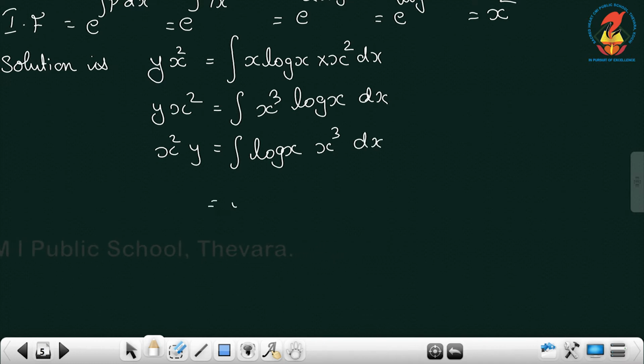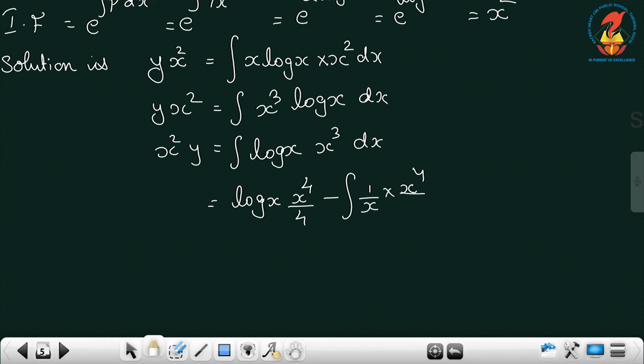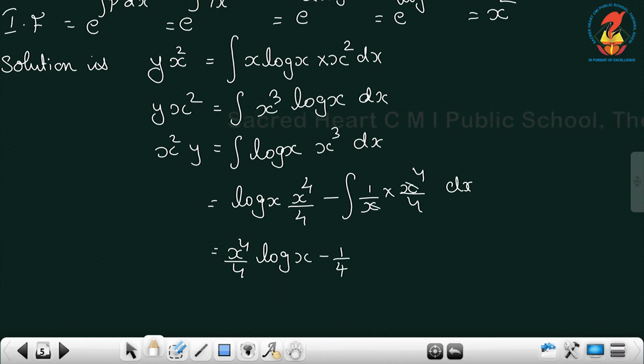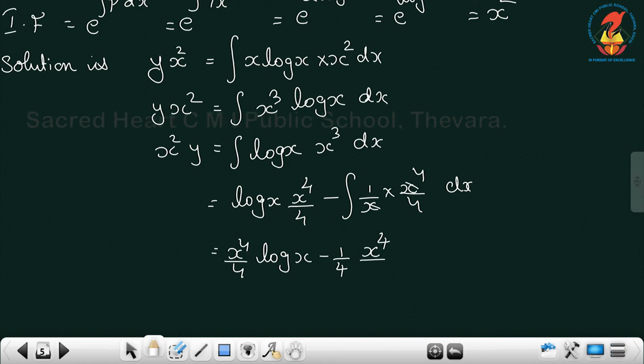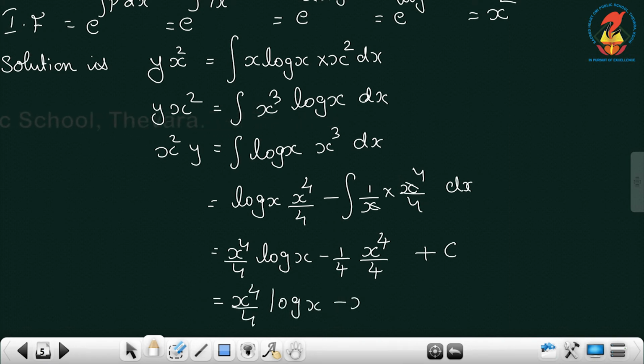Okay, now we can do integration. First function into integral of second, minus integral of derivative of first, that is 1 by x into x raised to 4 by 4 dx. So x raised to 4 by 4 into log x minus, 1 by x you can cancel, 1 by 4 taking out. So now it is x raised to 3 only. What is the integral of x raised to 3? x raised to 4 by 4, then plus c. So x raised to 4 by 4 log x minus x raised to 4 by 16 plus c.